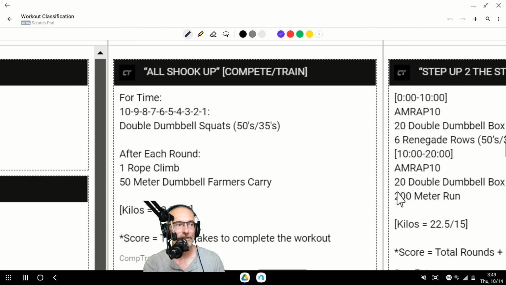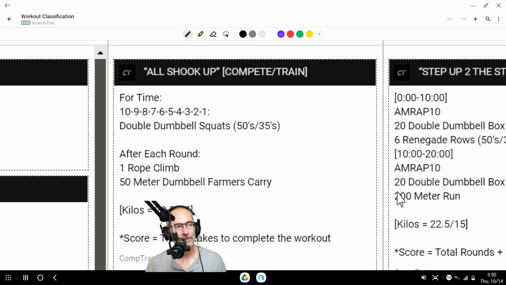I believe that's AC/DC. Okay, so this workout is 4 rounds, descending reps from 10 to 1, doing double dumbbell squats. And after each round, we are going to do 1 rope climb and a 50-meter dumbbell farmer's carry. So it looks like a single focus on the double dumbbell squats. However, there is some additional work woven in there, a rope climb and 50-meter dumbbell farmer's carry.